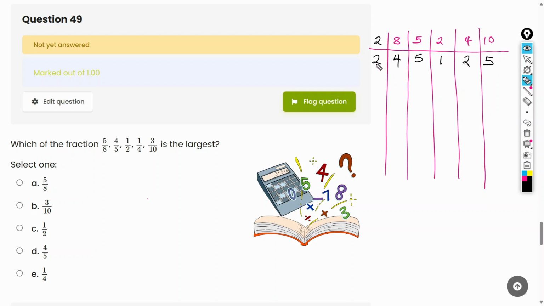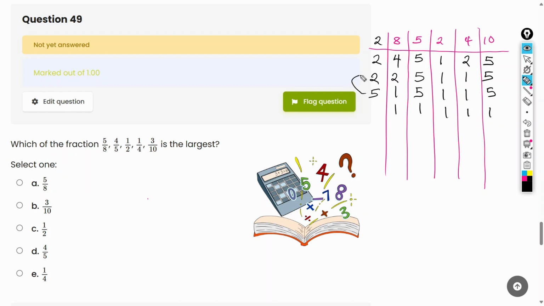We divide by 2. 2 into 4 is 2. 2 into 5, it cannot go, we drop down 5. 2 into 1, of course, we already have 1. 2 into 2 is 1. 2 into 5, it cannot go, we drop down 5. 2 can still go, so 2, 1, bring down 5, 1, 1, bring down 5. And then finally 5. 1, 1, 1, 1.